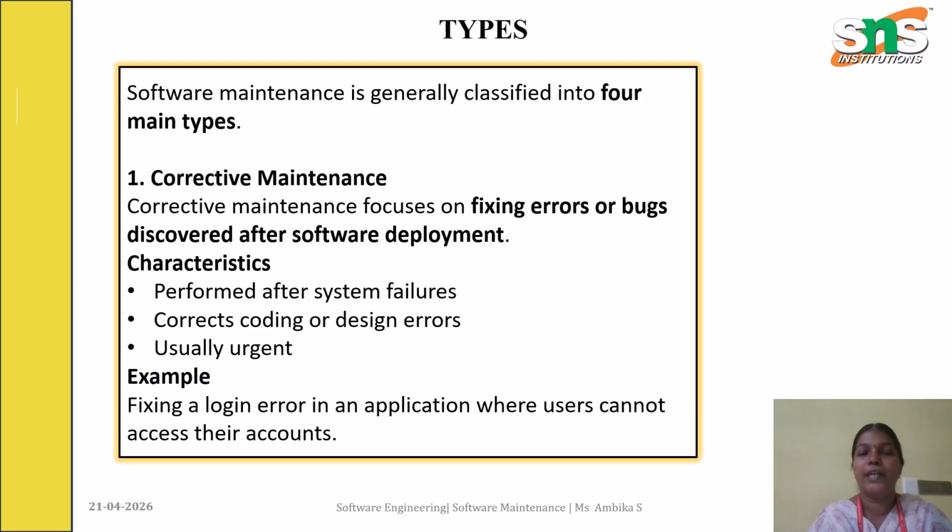Corrective maintenance. Corrective maintenance mainly focuses on fixing the errors or bugs which have been discovered after software deployment. The characteristics are that it is performed after system failures and it is needed to correct the coding or design errors. For example, fixing a login error in an application where the users cannot access their accounts.